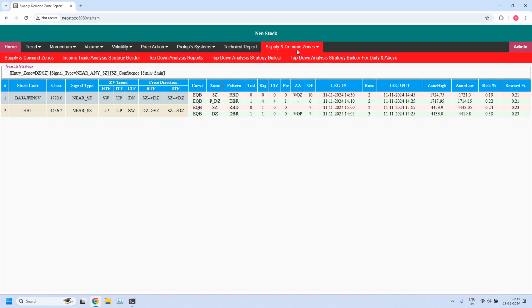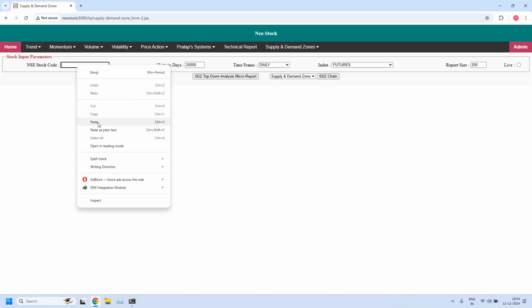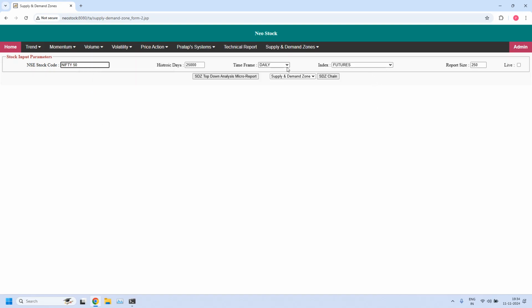Next set of reports are about NIFTY and BANKNIFTY supply demand zone chain. Let's start with NIFTY. Starting from monthly time frame, I am generating monthly supply demand zone chain for NIFTY.